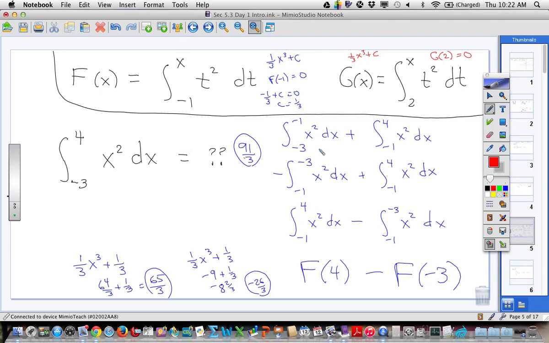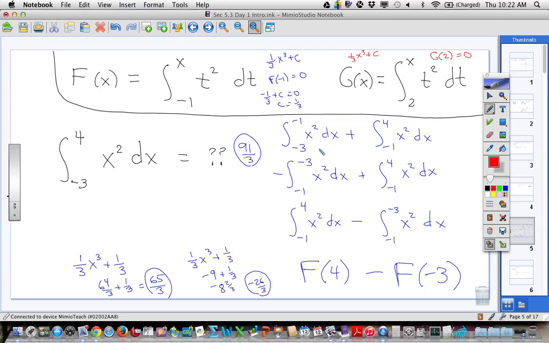We came up with, hey, this area from -3 to 4 would be this, and I just rearranged it. And I said, oh, it's just that. Big F of 4, big F of -3. Well, I can do that. Big F of 4, I can find a formula for big F of 4, right? Because I know that's the antiderivative. So I just did the antiderivative, used my initial condition, that thing we were doing yesterday.